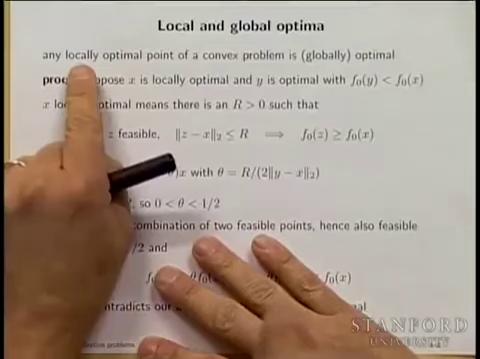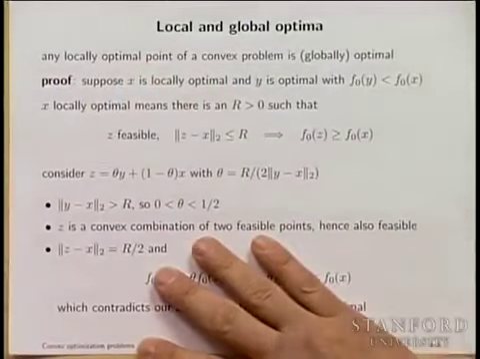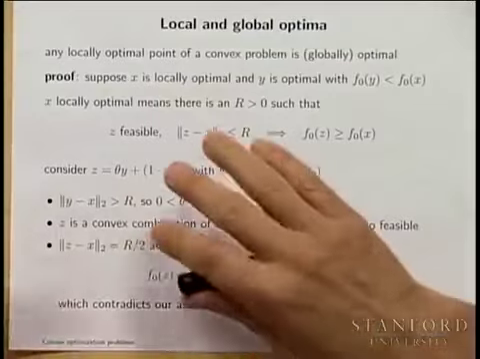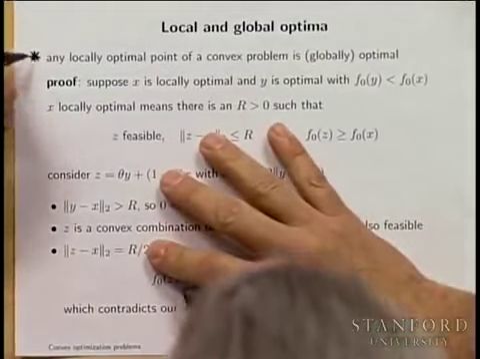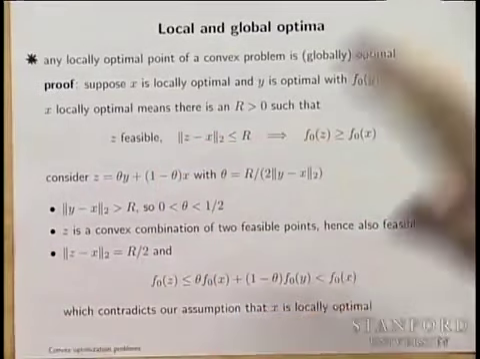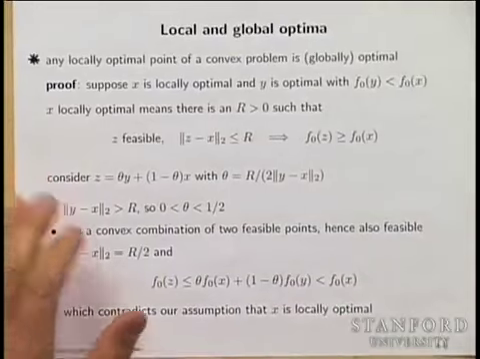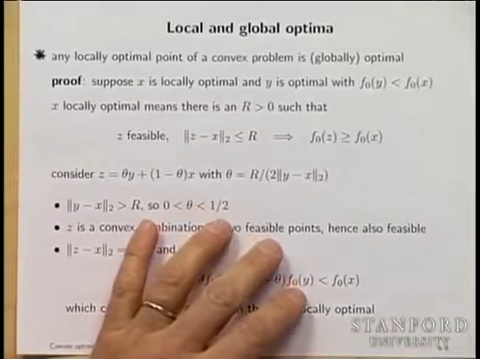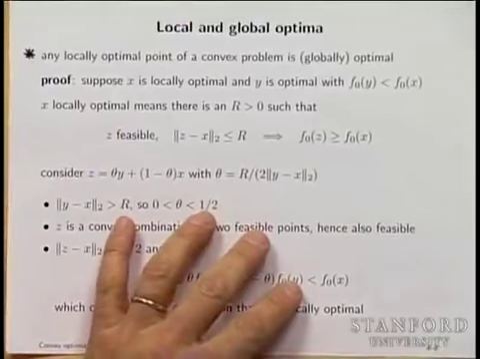So let's say a little bit about local and global optima. If you have a locally optimal point of a convex problem, it's globally optimal. This is, by the way, the kind of thing that people on the street would know. This is kind of the basic thing you'd know about convex optimization, and variations on it.